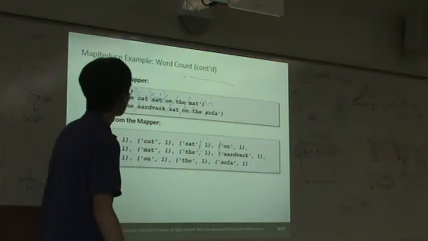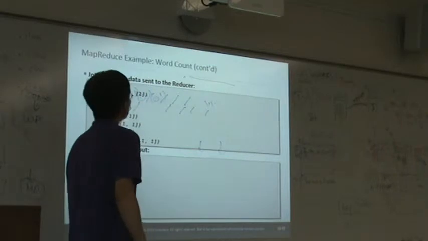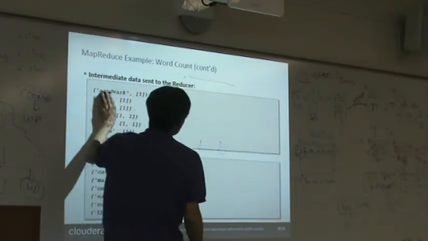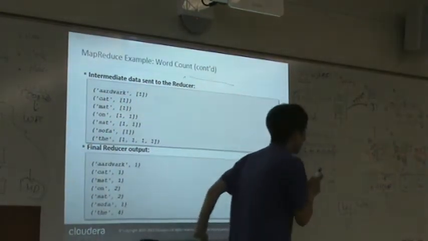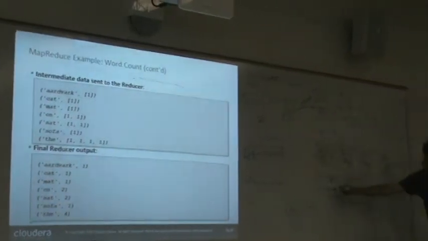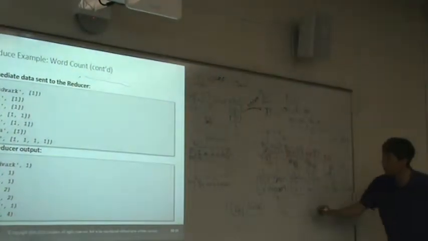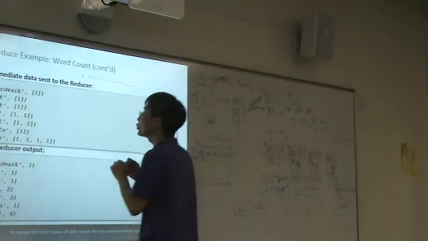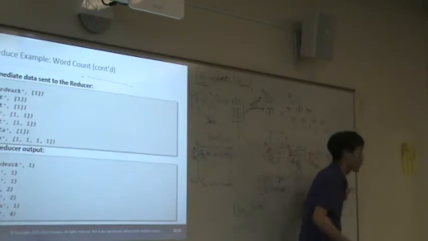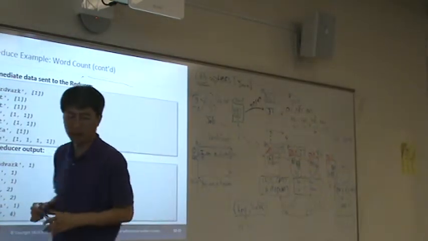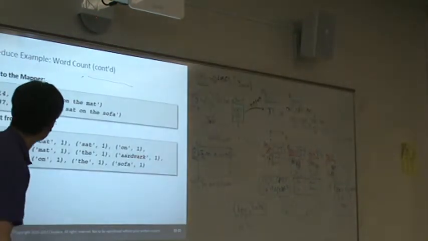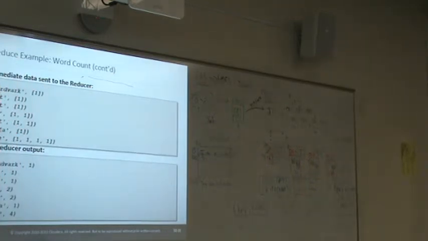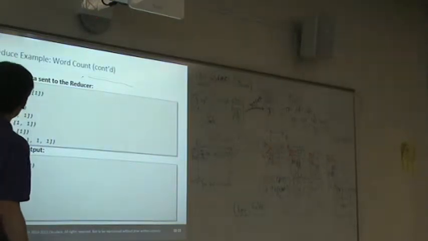So this is our expected output. And intermediate data, when you send it to the reducer, as I explained one time, before you send this data to the reducer, we need to do shuffle and sort. You sort the data by key only.